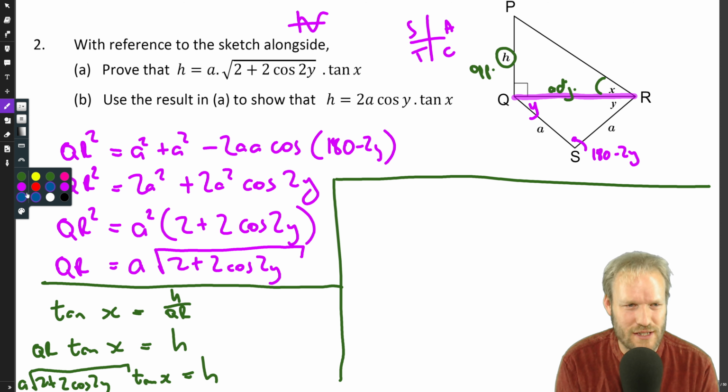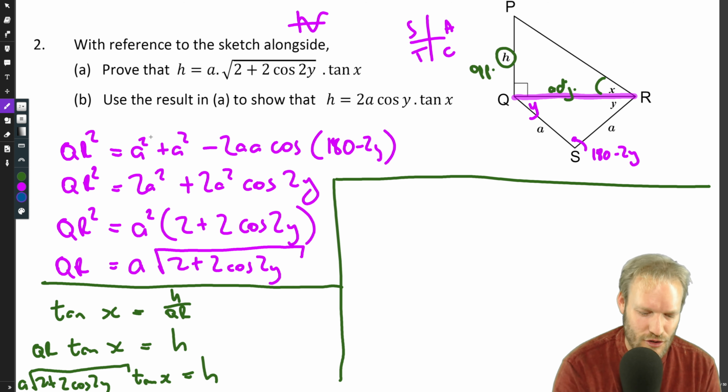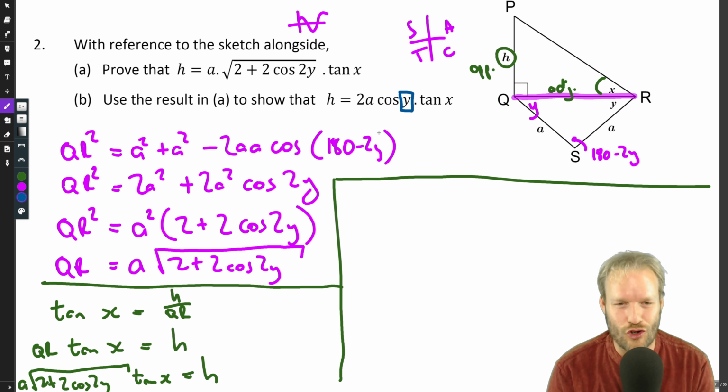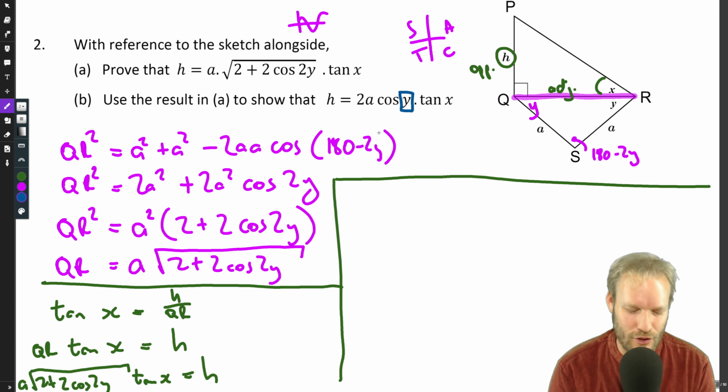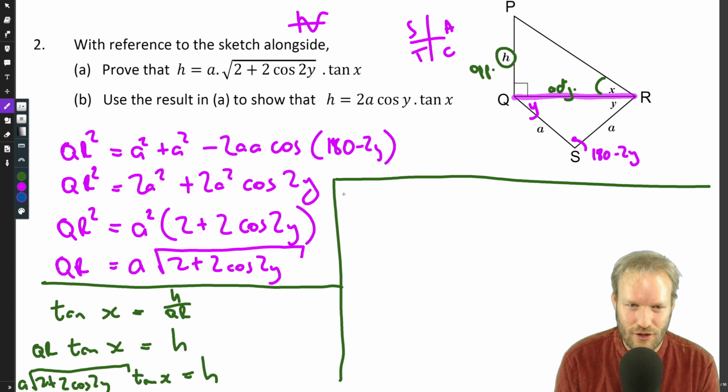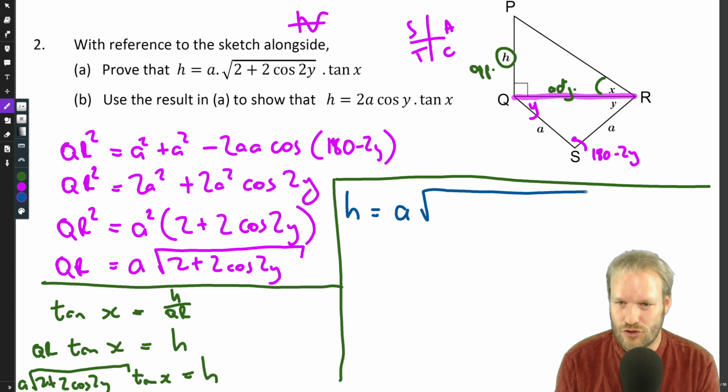Okay, now the next part says, use the result in A to show that h equals that lovely term over there, 2a cos y tan x. Now what we might notice here is that we've only got a single y. We don't have 2y as we had over here. So we're going to have to use our double angle formula. So we know that h equals a square root 2 plus 2.